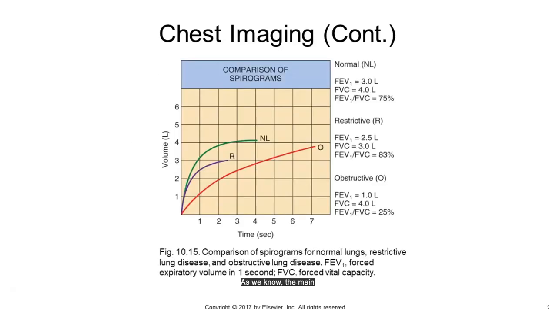As we know, the main tests to differentiate obstructive versus restrictive lung diseases are the measurements of FEV1, FVC, and the ratio of FEV1 to FVC. In normal lungs, this ratio is generally above 75 to 80% of predicted. In restrictive diseases, it may be normal or increased due to both FEV1 and FVC being reduced. And in obstructive diseases, this ratio will be very decreased due to the reduction in FEV1, which represents the volume of air a patient can exhale in 1 second.